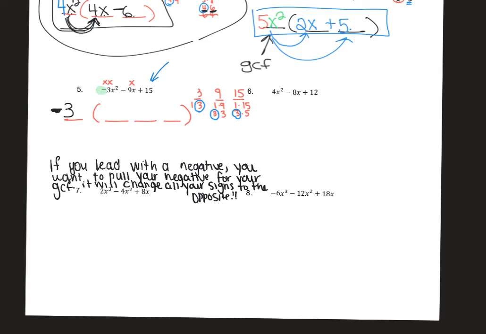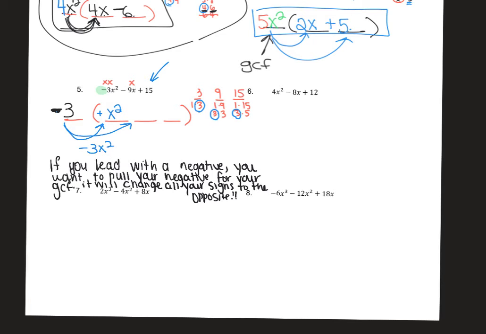So when I do this, -3 times what will get me -3x squared? So it's going to be a positive x squared, right? Because let's just write the answer down below to check our work. Negative times a positive will get me a negative. I'll have a 3, and now I'll have an x squared. So I'm good so far, right?